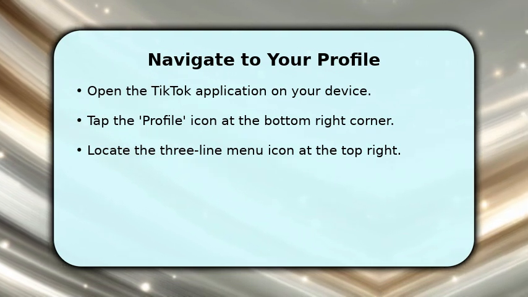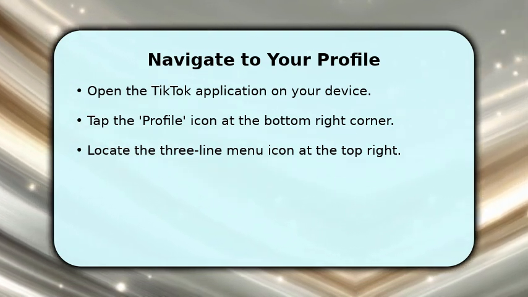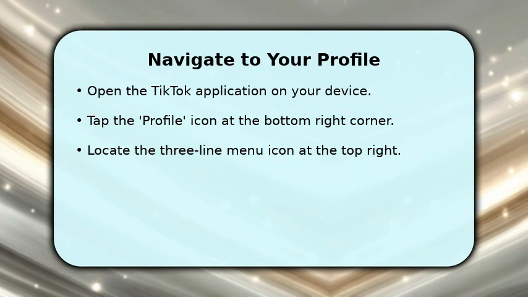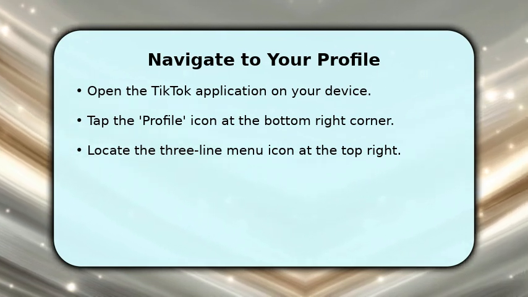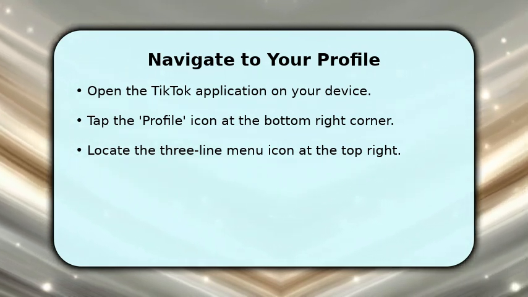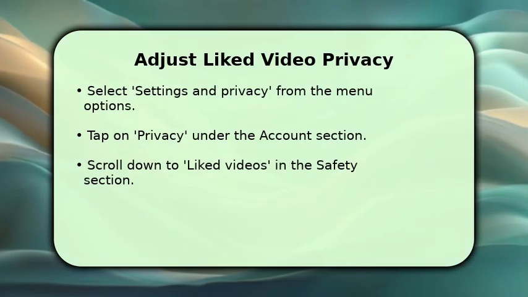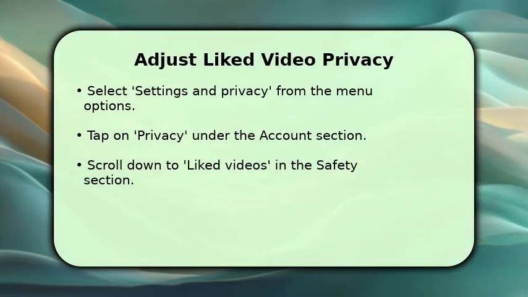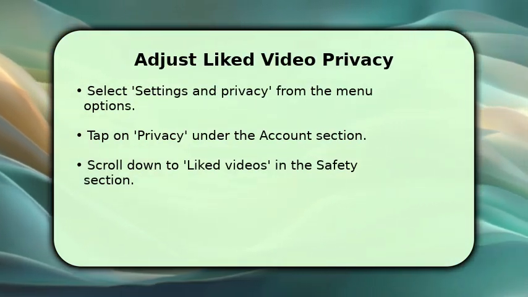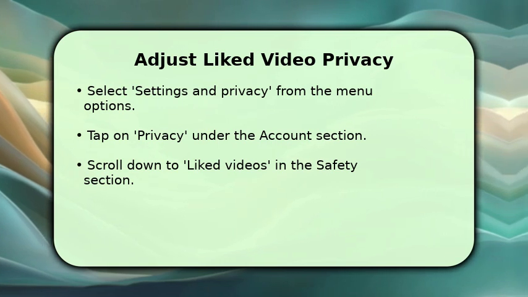From there, look for the three-line menu icon, sometimes called a hamburger menu, positioned in the top right corner. This menu is your gateway to settings. After tapping the three-line menu, a side panel will appear with several options. You'll want to select Settings and Privacy to proceed.